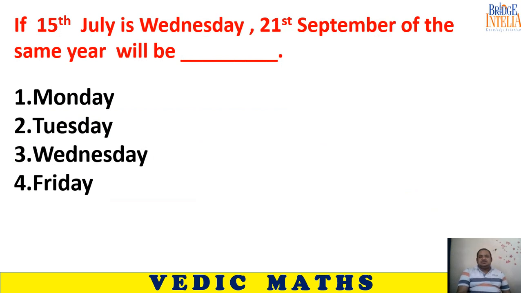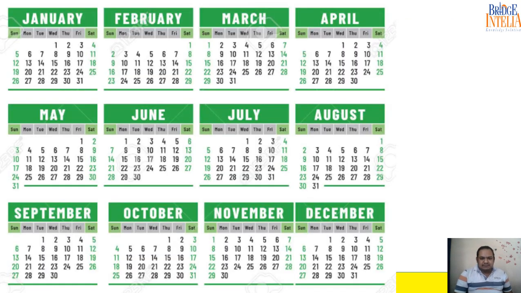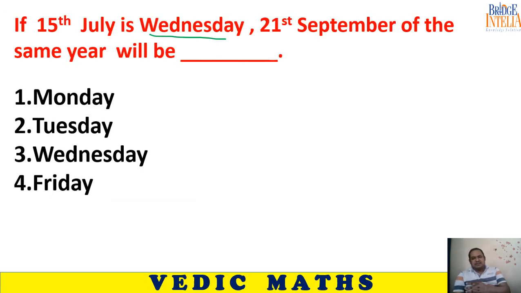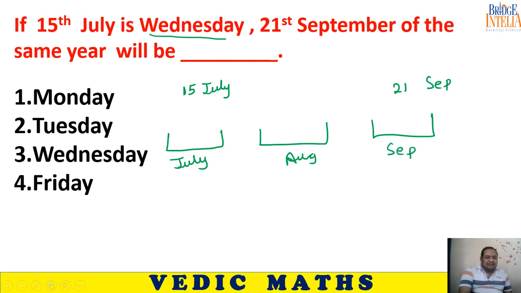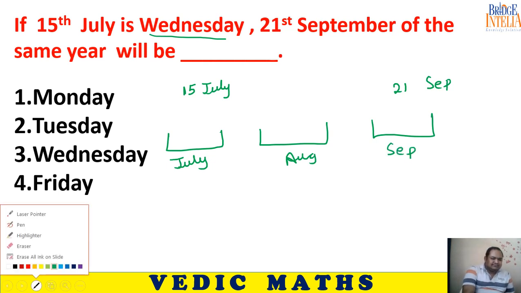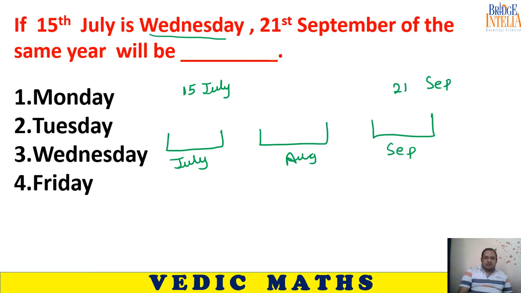If 15th July is Wednesday, 21st September of the same year will be what? So 15th July is Wednesday. The question is asked from this calendar so that we can verify easily. So counting starts from 15th July and stops on 21st September. That means you have taken some days from July, some days from August, and some days from September. In fact, you have taken the entire month of August.